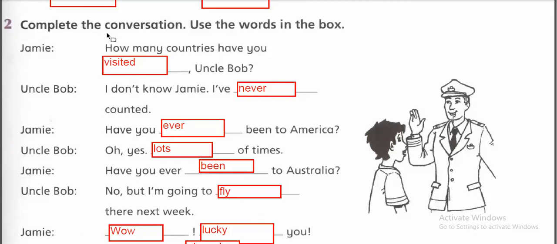Now complete the conversation. Use the words in the box. Jamie and Uncle Bob are talking. As you remember the story of Jamie when he had the birthday and Uncle Bob gave him a present of 20 pounds. Let's continue his conversation. How many countries have you, Uncle Bob?